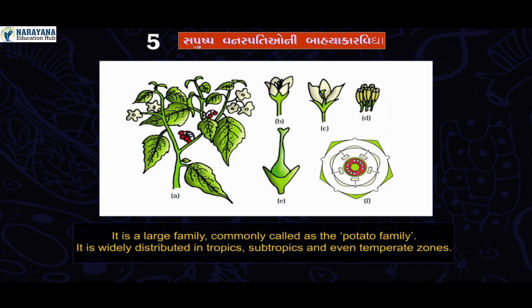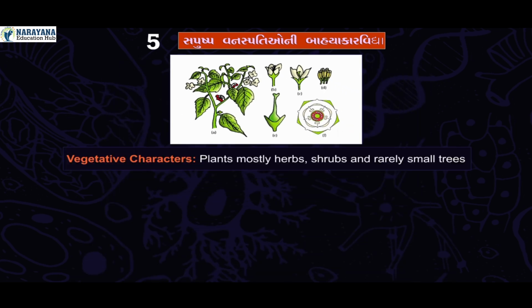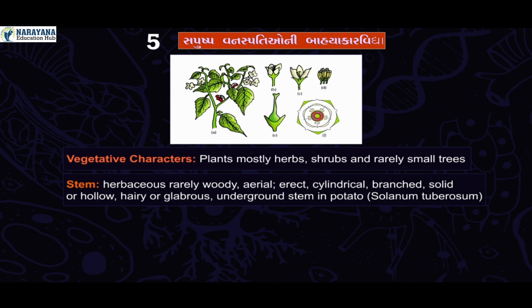Solanaceae. It is a large family commonly called the potato family. It is widely distributed in tropics, subtropics, and even temperate zones. Vegetative characters: plants mostly herbs, shrubs, and rarely small trees. Stem herbaceous, rarely woody; aerial, erect, cylindrical, branched, solid or hollow, hairy or glabrous. Underground stem in potato, that is, Solanum tuberosum.